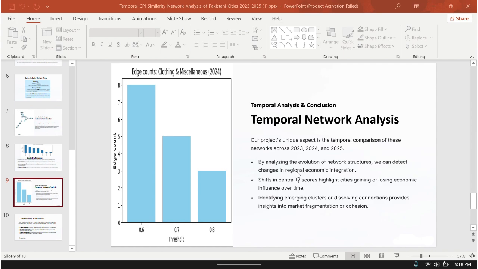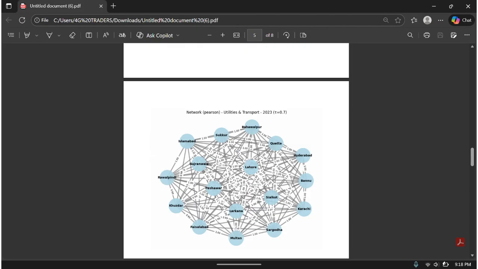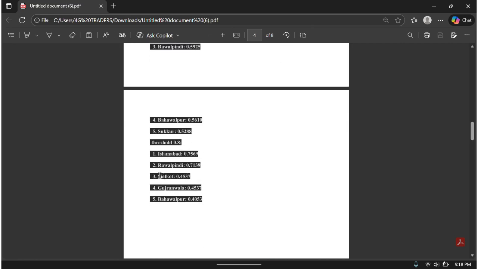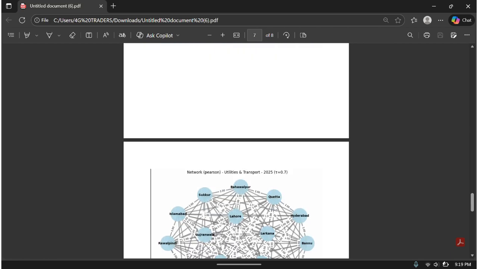Now, at last, I will discuss the key takeaways and our future work. First, Islamabad, Rawalpindi, and Lahore consistently rank among the most influential cities. This is visible across almost all the weighting schemes and thresholds we have seen. Second, in the entropy weighting scheme, we can see that sometimes Sialkot rises to the top 3 due to volatile pricing behavior. Third, the temporal structure shows increasing integration from 2023 to 2025. Similarities rise across almost all categories, indicating the markets are becoming more uniform.